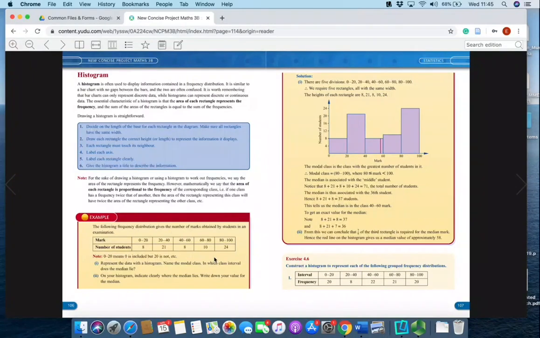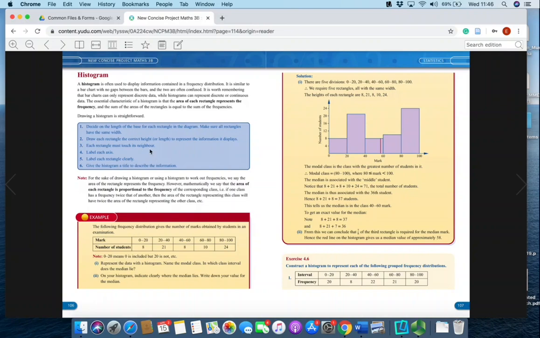Let me do this example here, because I have the table drawn in front of me, and it'll save us time. So the following frequency distribution gives the number of marks obtained by students in an exam. So 0 to 20, 20 to 40, 40 to 60, 60 to 80, 80 to 100, and the number of students. 1. Represent the data on a histogram. Name the modal class. In which class interval does the median lie? On your histogram, indicate clearly where the median lies. Write down your value for your median.